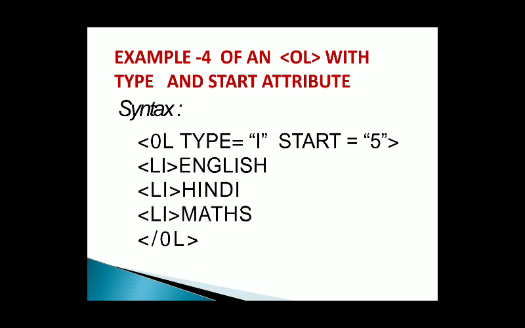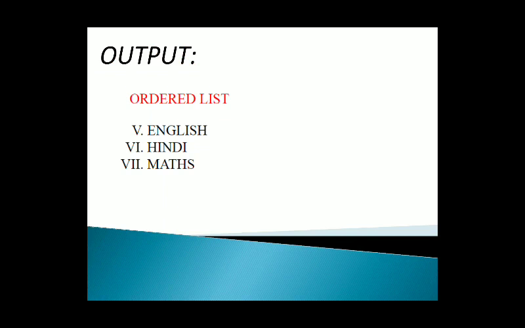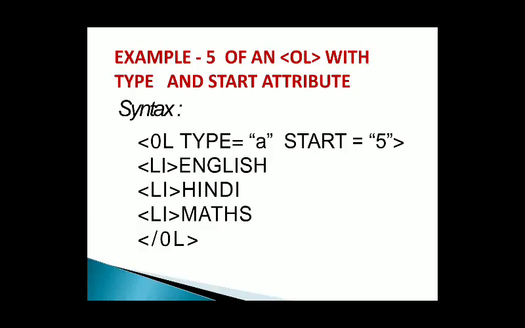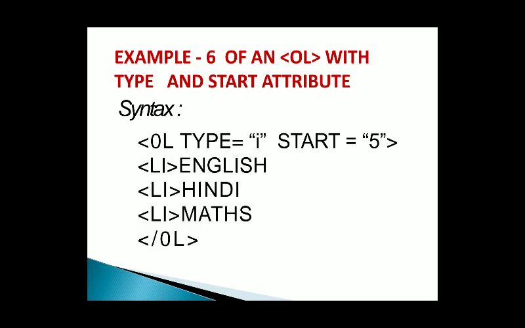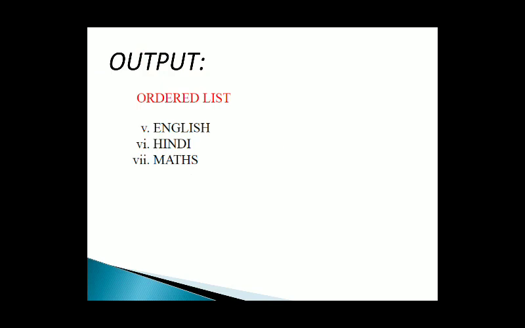Now if I give the type as I, what will be the output? Here again the start attribute value is 5, it will start from 5, 6, 7, that is the Roman numbers. Then if you give a small a, it will give E, F, G, the fifth alphabet. Then if you give a small i, your list will start with 5, 6, 7 in small Roman numbers.